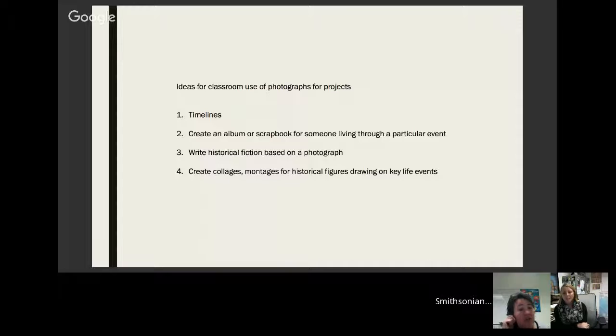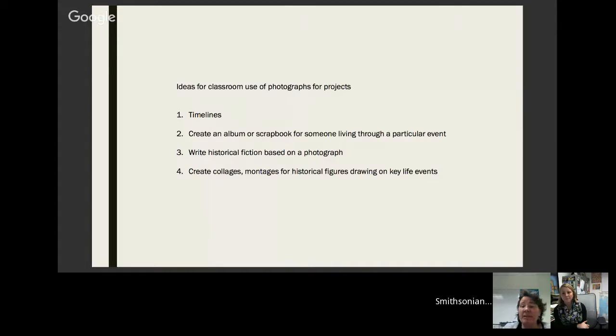So excellent. Wonderful. And then you could also create a fictitious scrapbook, or a team or a group could create a fictitious scrapbook and create a life for somebody, and then draw in images, again, to connect that, create a fictitious person, but connect them to a particular event.